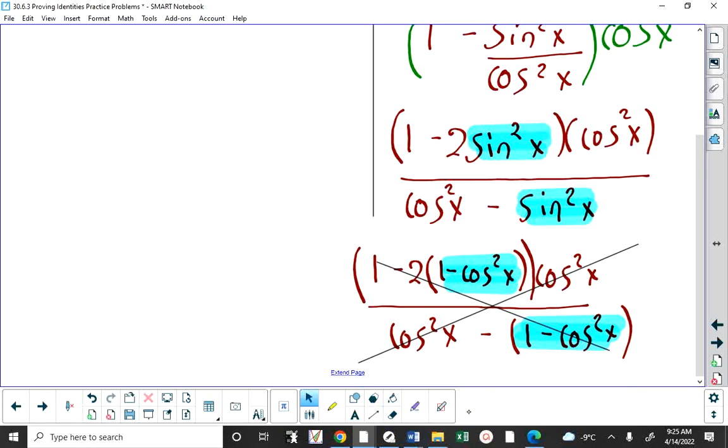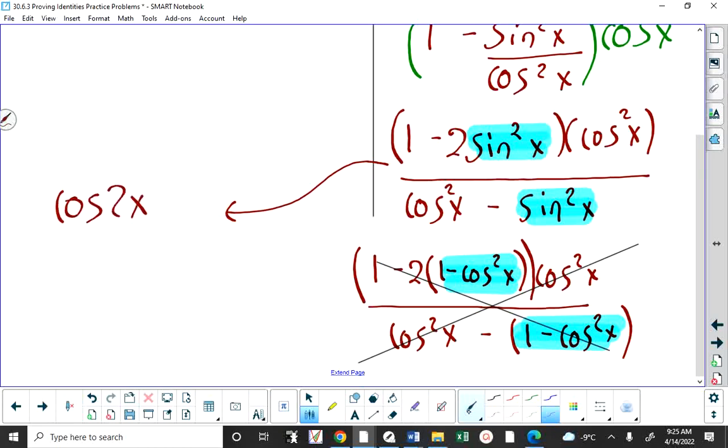I'm working on the right side here, Jonathan, but I'm just writing my work over here for instructional purposes. 1 minus 2 sine squared of x is cos 2x, isn't it? And then we have times cos squared of x. On the bottom, cos squared of x minus sine squared of x is also cos of 2x. And we're done.